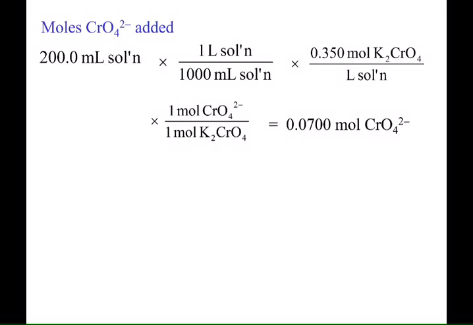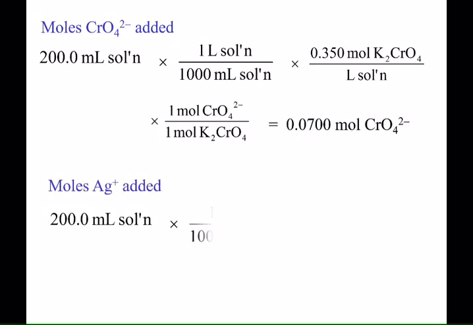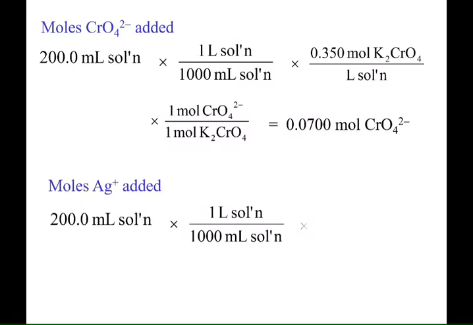Phew. Let's go for the moles of the silver, shall we? For the moles of the silver, we take a similar pattern. We're going to take the volume, 200.0 milliliters, convert it to liters times 1 liter over 1,000 milliliters, use the molarity, which is 0.100 moles per 1 liter, and then recognize that in silver nitrate we have 1 mole of the silver ion for every 1 mole of the silver nitrate.